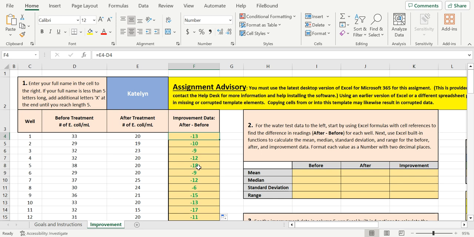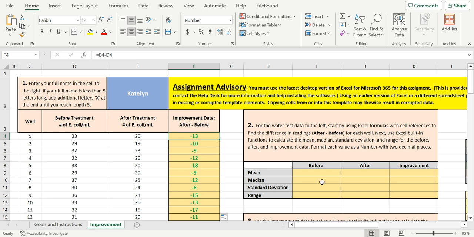So for the improvement data, since we are doing after minus before, those negative values show us the E. coli is decreasing, and that's what we want to see. If we had positive values, the E. coli is increasing. That's not what we want to see. We want to see the E. coli decrease.